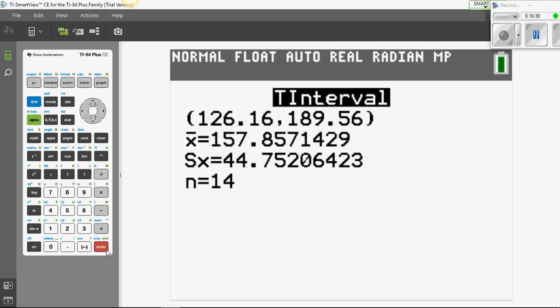So leave a gap on your notes, literally leave a gap between the formula you wrote and you plugging stuff into the formula. Go ahead and write down the interval, because what do you know your interval is? 126.16 to 189.56. You've already computed it. Don't waste your time. Use your calculator as a resource.